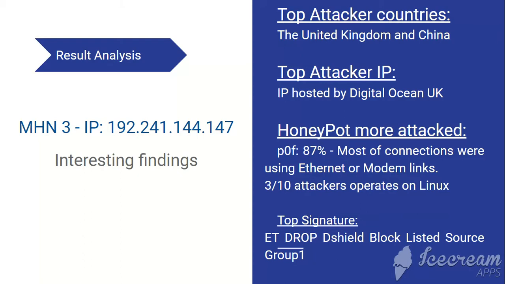We also have the number 3 per month, with 87% of p0f, and it's also interesting to see how most of the connections are actually cable connections, and then 3 of them are using Linux. That's one here as well. The top attackers were the United Kingdom and then China.